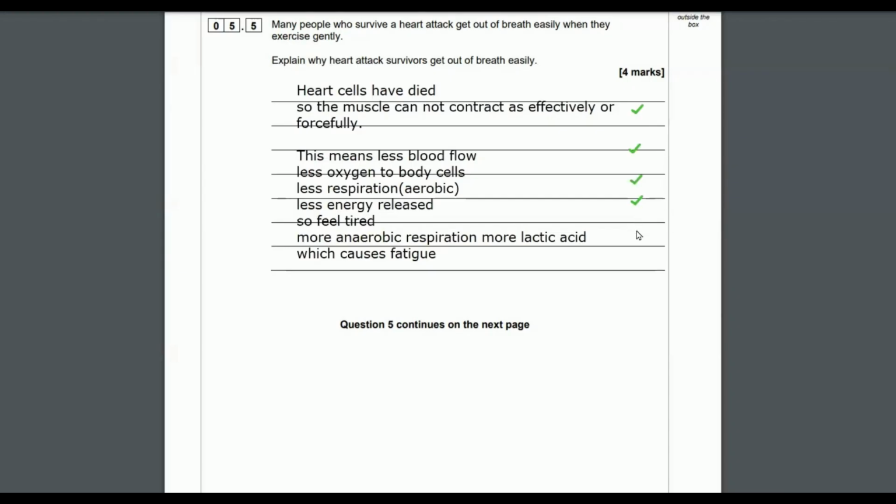So there's tons of marks here, guys. But that is always very common. This little bit here is very common when you're doing heart content. That little flow of less oxygen, less respiration, so less energy released, more anaerobic respiration because you can't do aerobic respiration. That is very, very common.